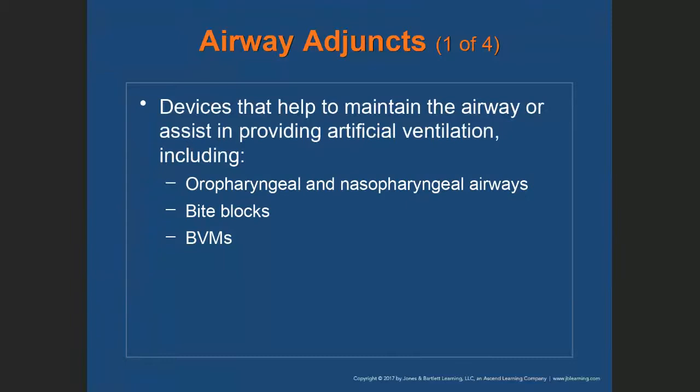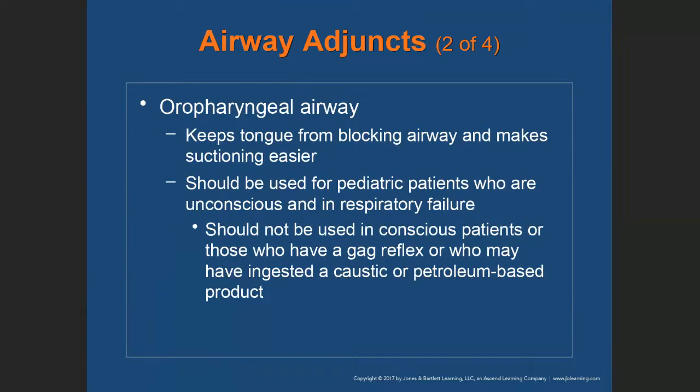Airway adjuncts. Devices that help to maintain the airway or assist in providing artificial ventilation. These include oropharyngeal and nasopharyngeal airways, bite blocks, and BVMs. An oropharyngeal airway keeps the tongue from blocking the airway and makes suctioning easier. It should be used for pediatric patients who are unconscious and in respiratory failure.